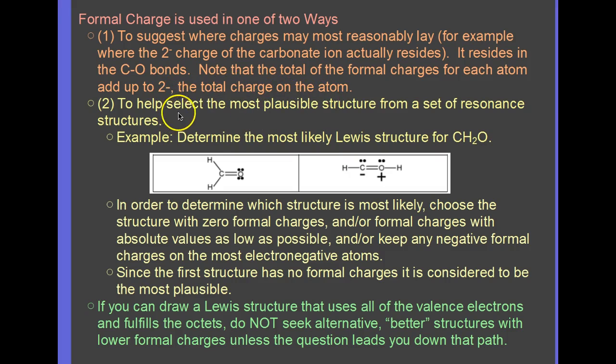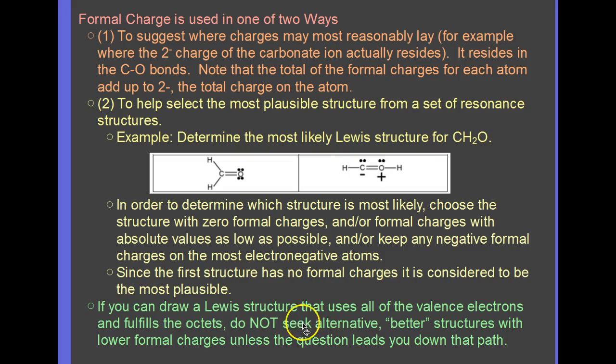Or formal charge could be used to help select the most plausible structure from a set of resonance structures. So for example, determine the most likely Lewis structure for CH2O. So you could have this, a C with 2 H's and a double bond O, or you could have a C with a single bond H, a double bond O, and then an H over here. In order to determine which structure is most likely, choose the structure with 0 formal charges, and/or formal charges with absolute values as low as possible, and/or keep any negative formal charges on the most electronegative atoms. Since the first structure has no formal charges, it's considered to be the most plausible.